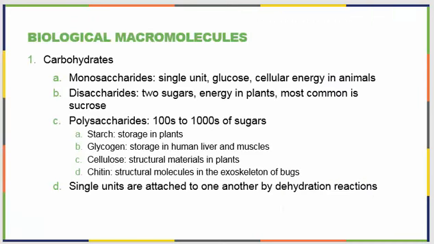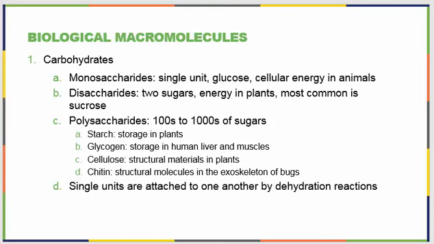We'll focus now on biological macromolecules, the first being carbohydrates. Carbohydrates are made out of long chains of individual molecules of ring sugars called monosaccharides. The most common is glucose, which is cellular energy in animals. When you link 2 of them together, we call it a disaccharide. Di means 2. The most common of those is sucrose, which is the preferred energy source for plants.